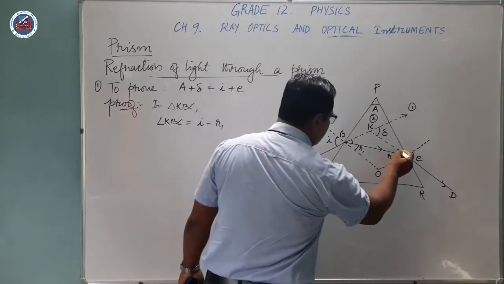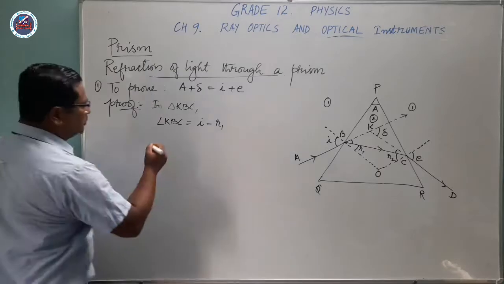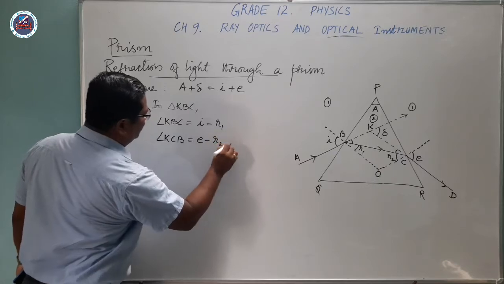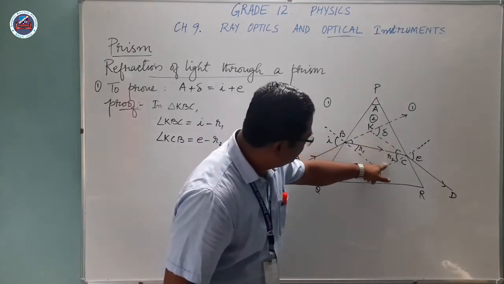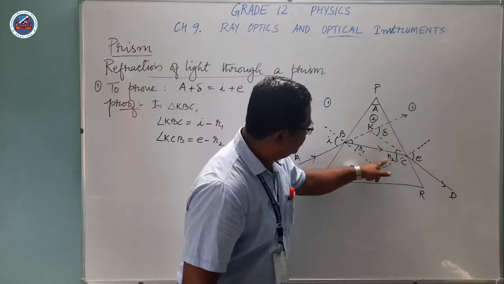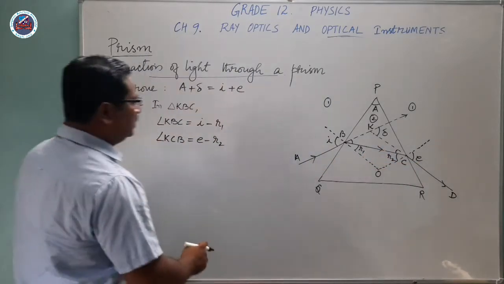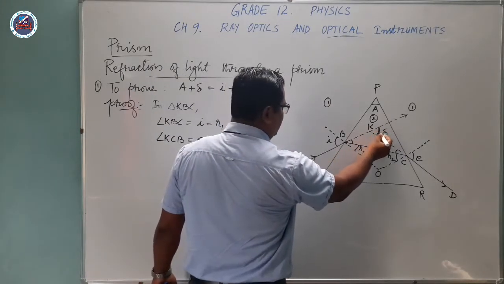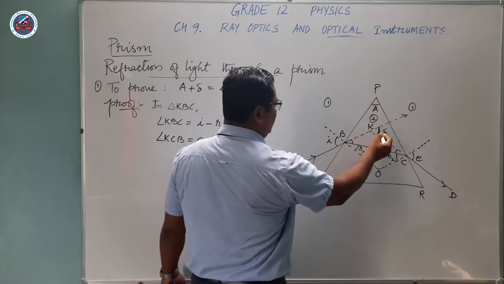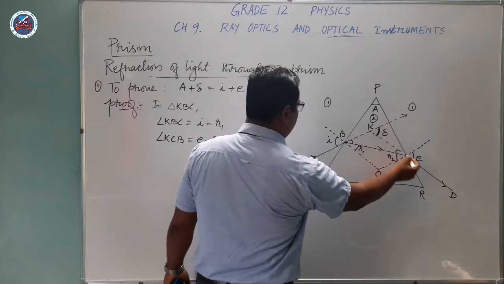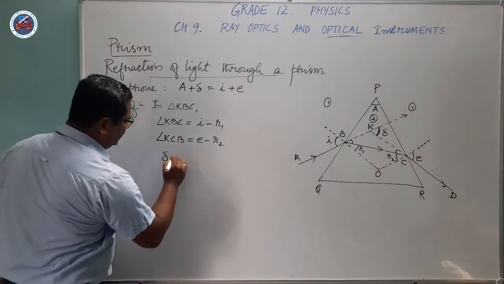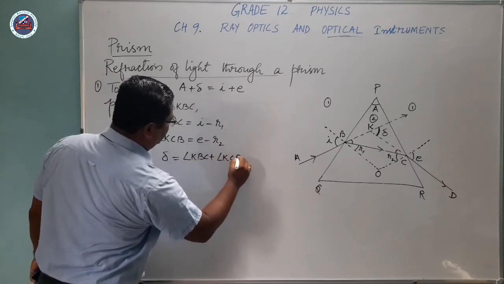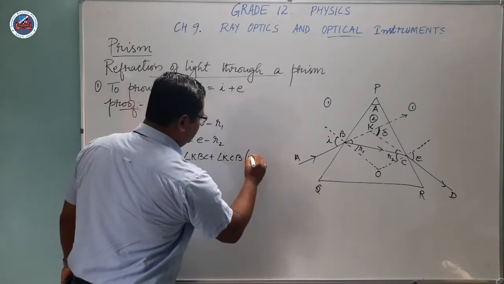Likewise, you can find this angle KCB. Angle KCB is equal to E minus R2. Here this is angle E, vertically opposite angle, they are equal, minus R2. Now in the same triangle, delta, the angle of deviation, is the exterior angle of the triangle, so it will be equal to the sum of KBC plus KCB. Delta, the angle of deviation, is equal to angle KBC plus angle KCB. This is the exterior angle property.